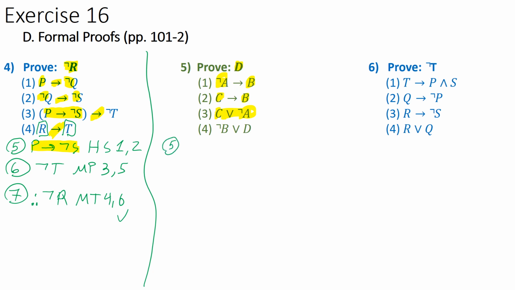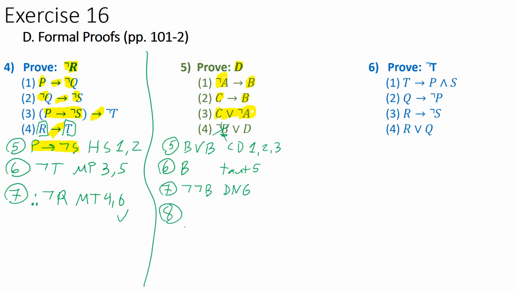And so for line 5, we'll say B or B, constructive dilemma, lines 1, 2, and 3. For 6, we can then get B, because we have a tautology, line 5. B contradicts not B, so for 7, let's double negate, so not not B, double negation 6, so that's not the case, and so 8, therefore it follows D is the case, because we have a disjunctive syllogism, lines 4 and 7.